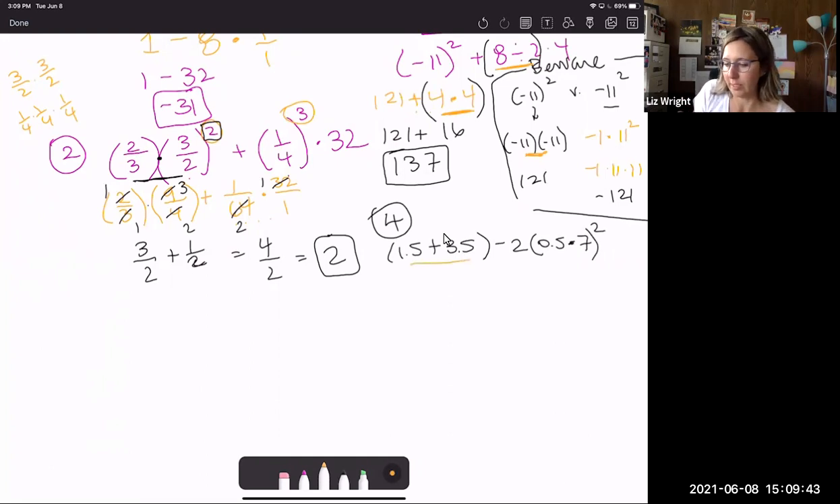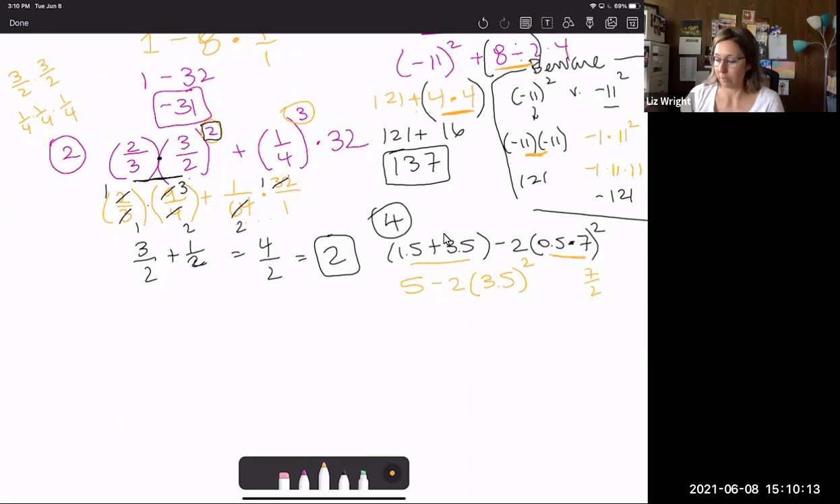So we're going to do parentheses and parentheses. 1.5 plus 3.5 is going to give us 5. And then we've got minus 2. What's half of 7? Half of 7 is 3.5. So we're going to do 5 minus 2, and then it's going to be 3.5 squared. And what I might do, 3 and 1/2, that's going to be 7 halves. I'm going to write it like that.